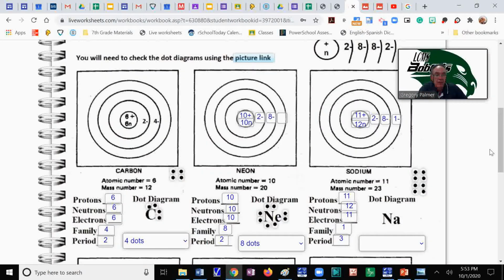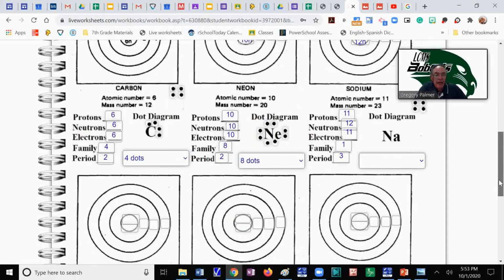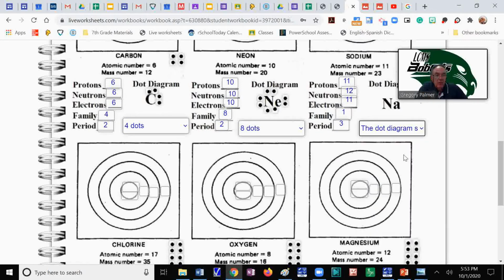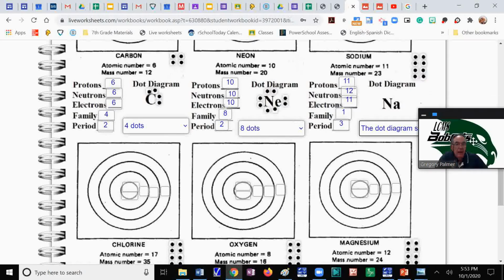So it looks like we're doing this right. Now, we need to know how many dots in the dot diagram. Well, there should be one dot to represent that one valence electron. So we can go ahead and pop it in right there.